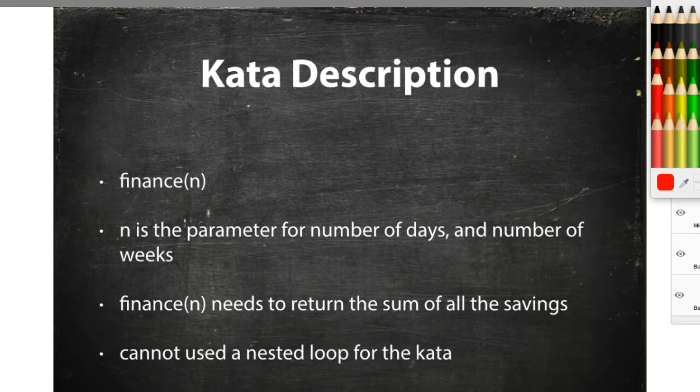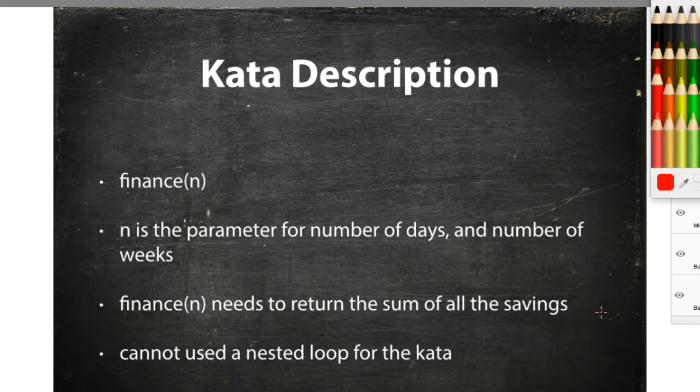The kata description is not very hard. We have a function called finance that takes an argument called n. And n is the parameter for the number of days and also for the number of weeks. So if we have a 5, then that means there are 6 days and 6 weeks, since we start counting at 0. I'm going to show you that in a few with an example. And finance needs to return the sum of all the savings for all the weeks. That's the main problem that we're trying to solve.